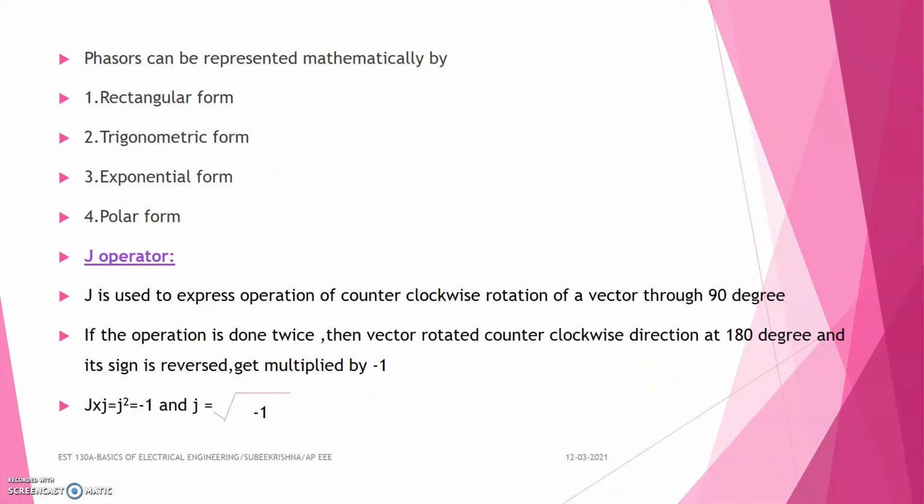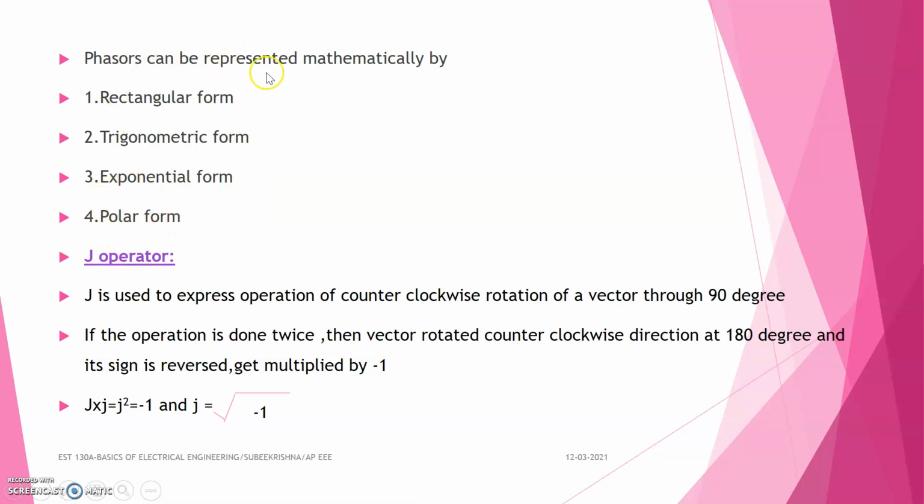Hi students, today we are going to discuss phasors. Any electrical quantity can be represented by using a phasor. There exists a voltage phasor, current phasor, etc. The phasors are vectors which can be represented mathematically in the following forms. First is the rectangular form, second is the trigonometric form, third is the exponential form, and fourth is the polar form.